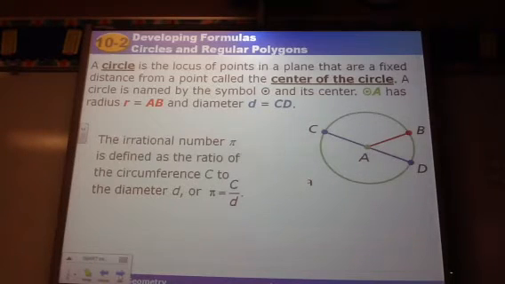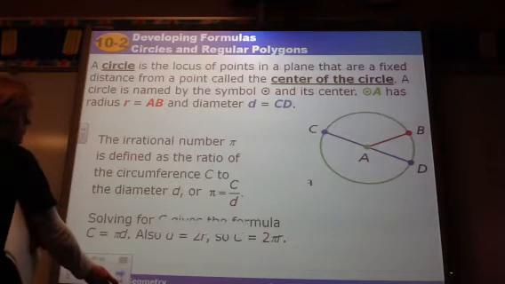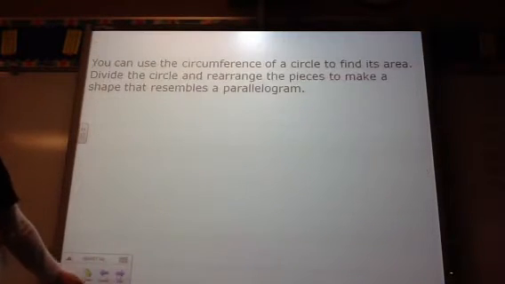The irrational number pi is defined as the ratio of the circumference C to the diameter, or pi equals the circumference divided by the diameter. Solving for C gives you the formula: circumference equals pi times diameter. Also, diameter equals 2 radius, so you can use the formula circumference equals 2 pi r.